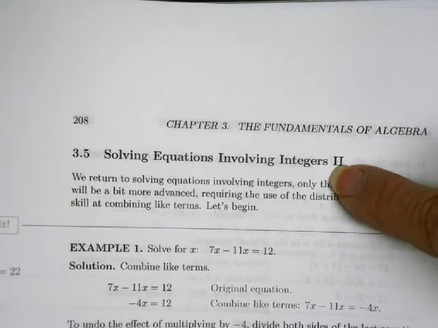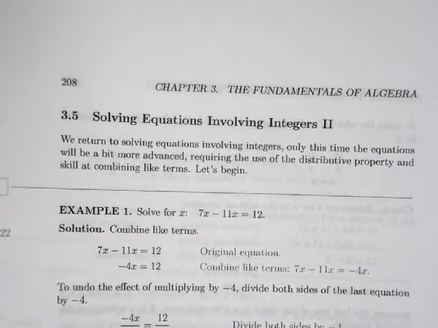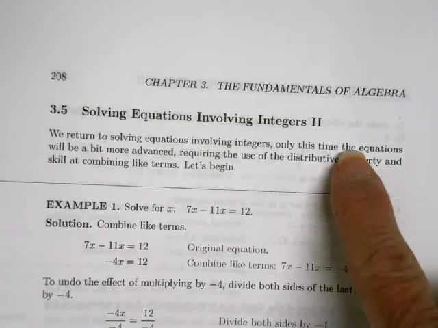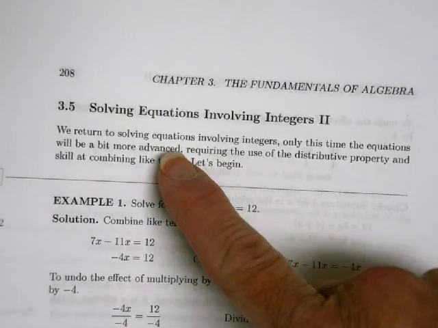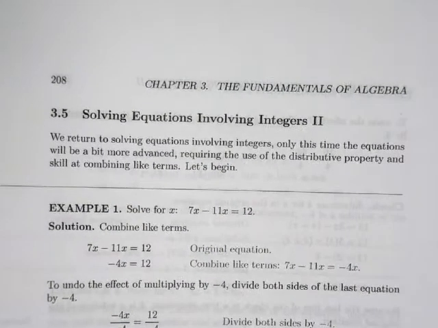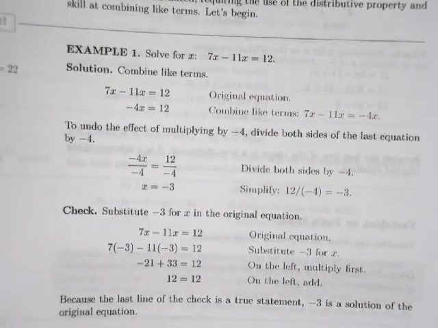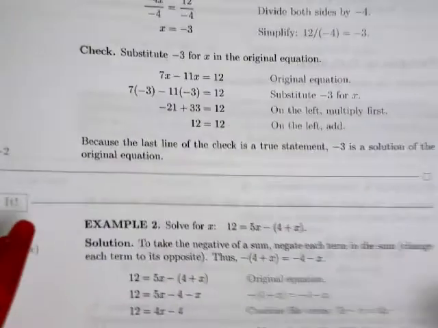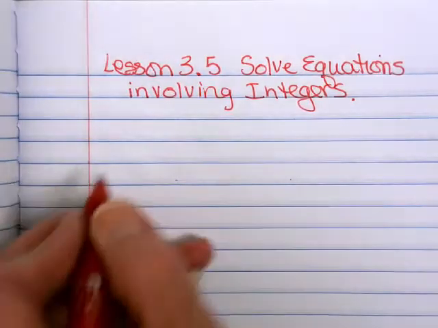All right, in the textbook, it says solving equations involving integers part 2. That meant we've already done that. They said, like I said, it was going to be messier. This time, the equations are a little more advanced, and so we're going to use distributive property and like terms. So they call it the distributive property. I didn't see any in the homework. All right, they have you check your answers. So let me go ahead and write down the examples I give you.